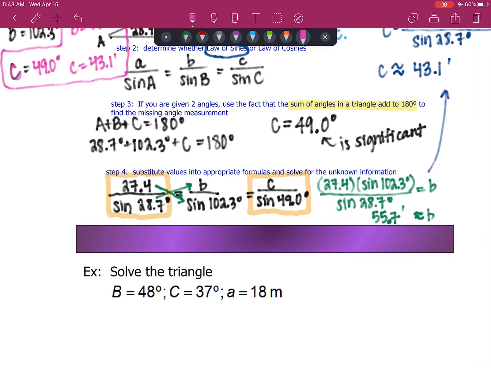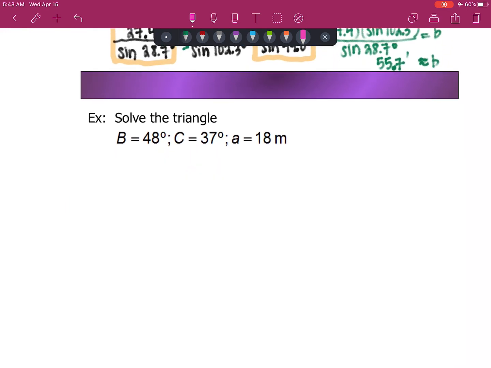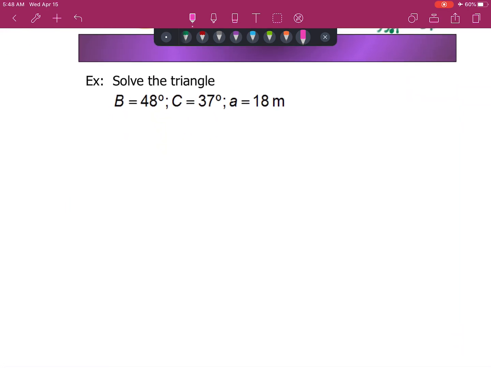So here's another example that we're going to use. We're going to solve the triangle that's here. I'm going to do that in the next video. If you want to give this a try, sometimes it only takes one problem. So we'll do this problem as an example and a try.